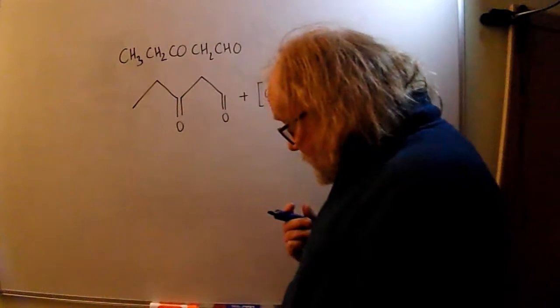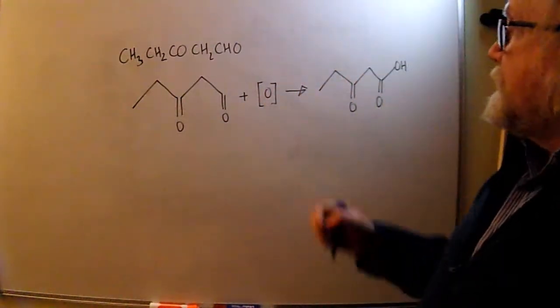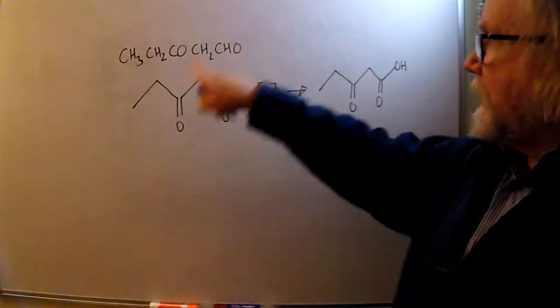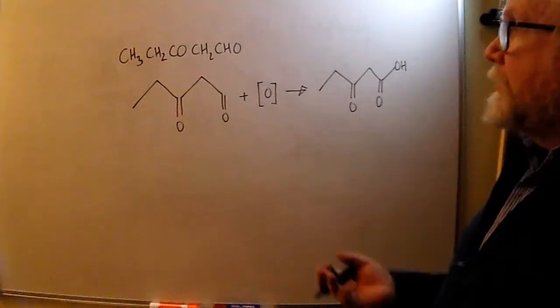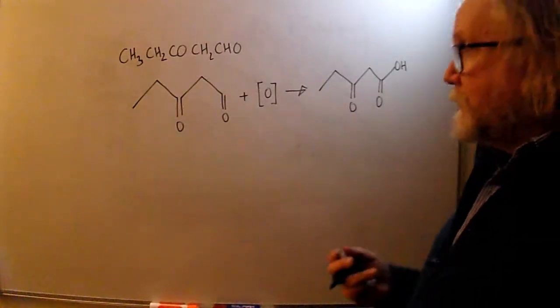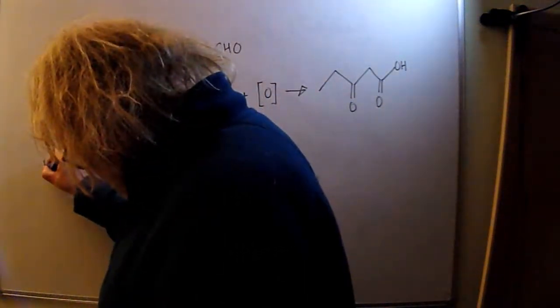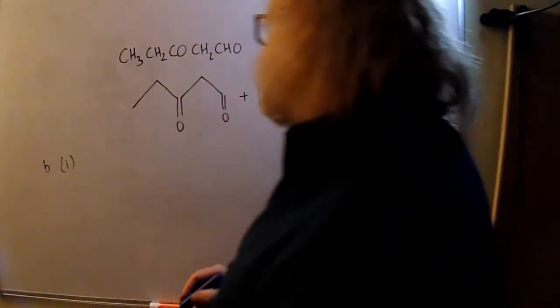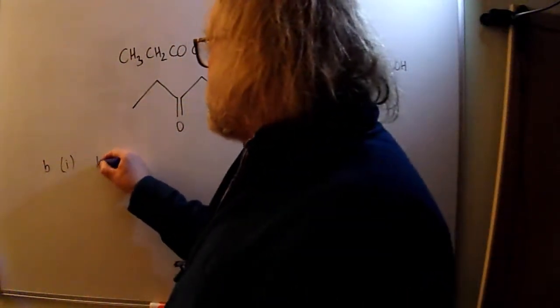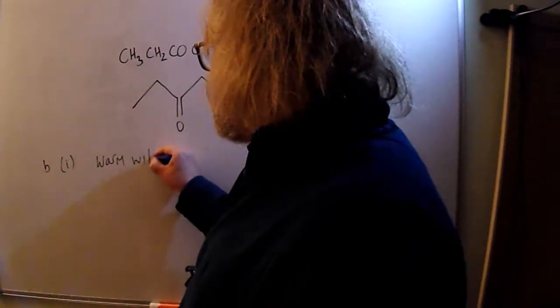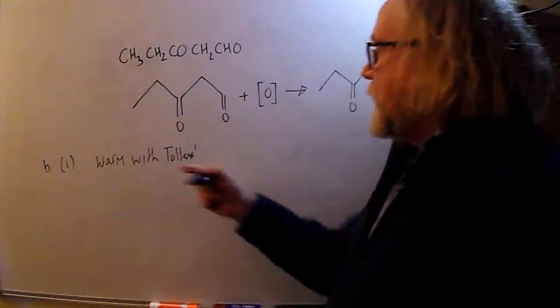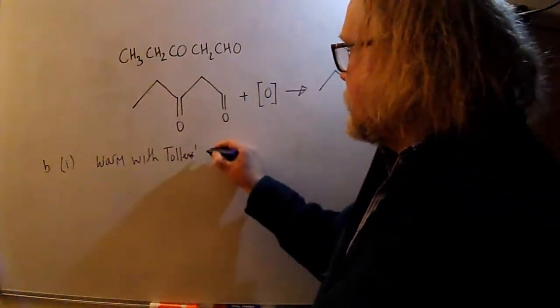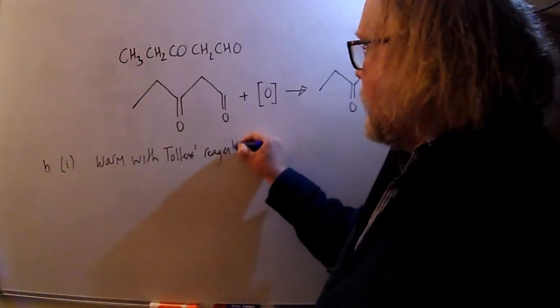And then it wants a sequence of reactions that would demonstrate that it has an aldehyde group and that it has a ketone group. Now the aldehyde one is easy because you should know a specific test for aldehydes, which is the Tollens test. So for the first one, this is B part 1, to show that it has an aldehyde group, you can just warm with Tollens reagent. So learn the whole test, warm with Tollens reagent. You may possibly get penalized if you just say add Tollens reagent. So warm with Tollens reagent.